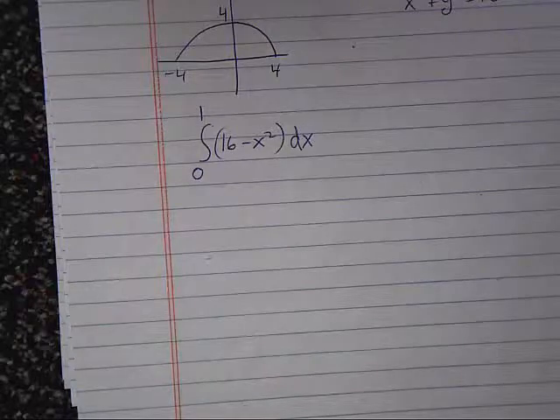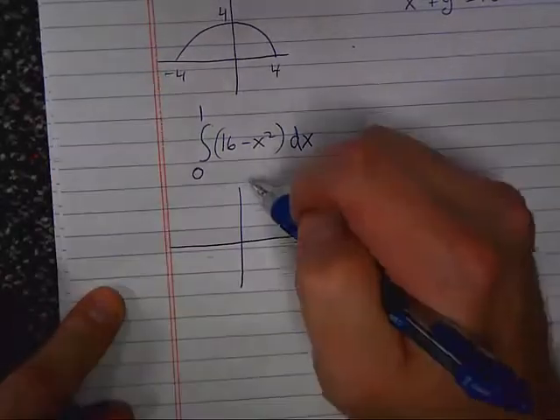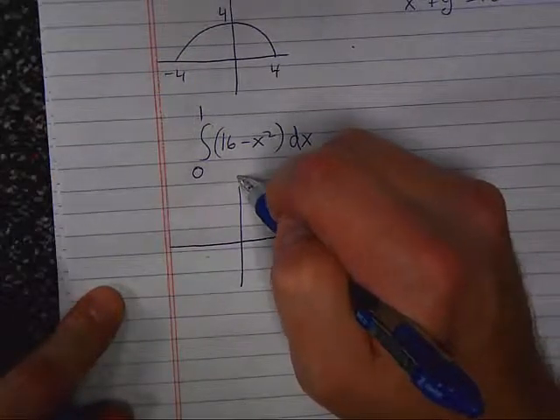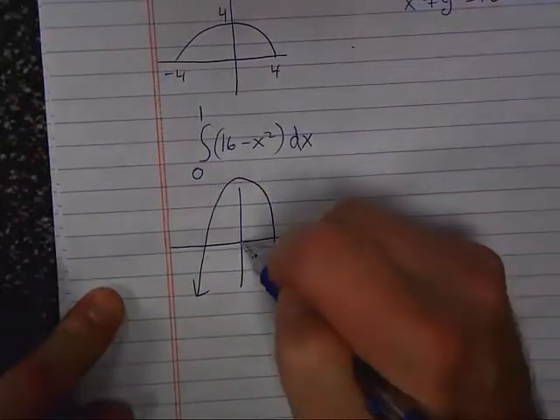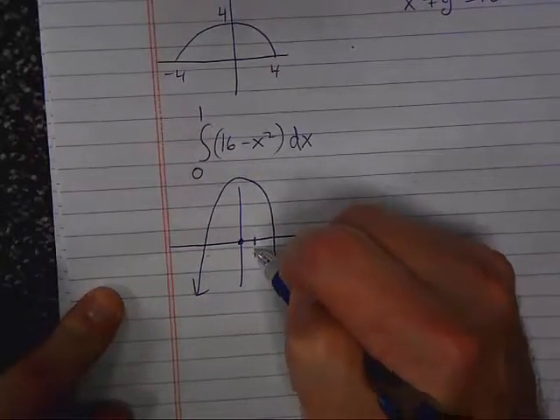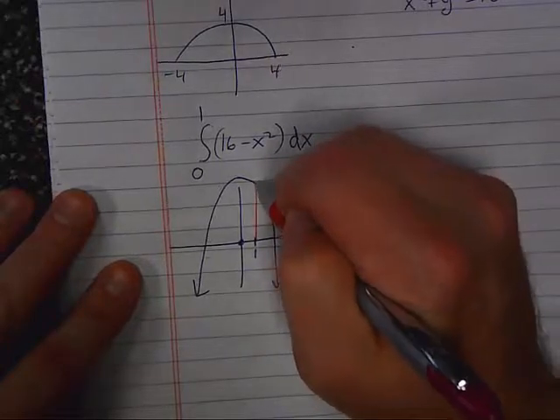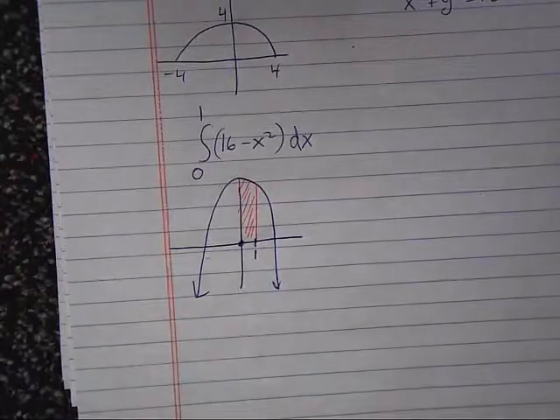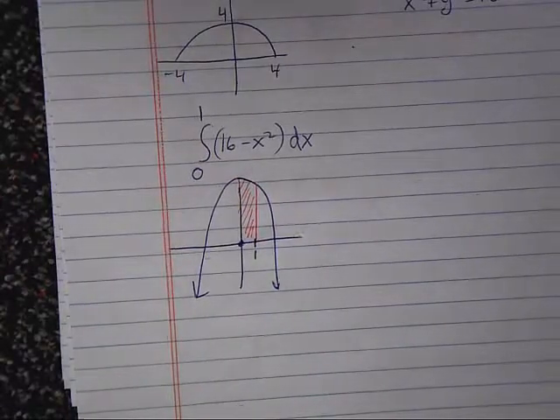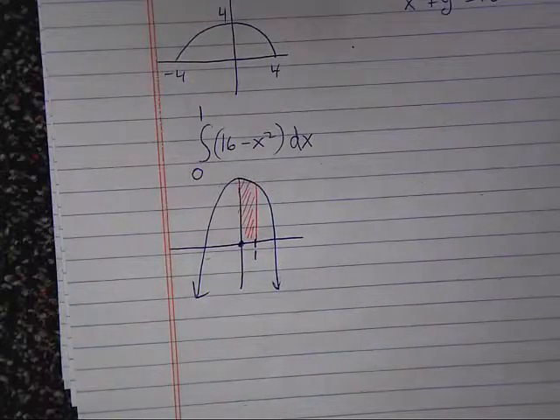What do we do? Draw a graph. All right, so if I draw myself a graph, what does 16 minus x squared look like? The parabola opens down. Looks like so. We're going from 0 to 1. So we're looking at this area here. And now we have a problem. What's the problem? We do not have a formula for area underneath the parabola.